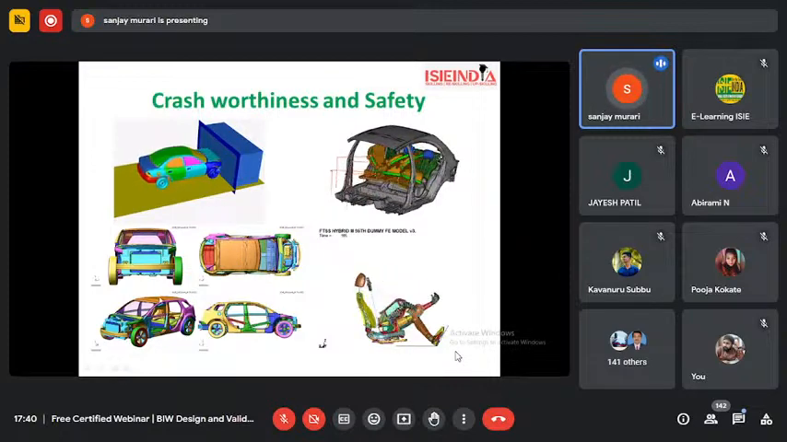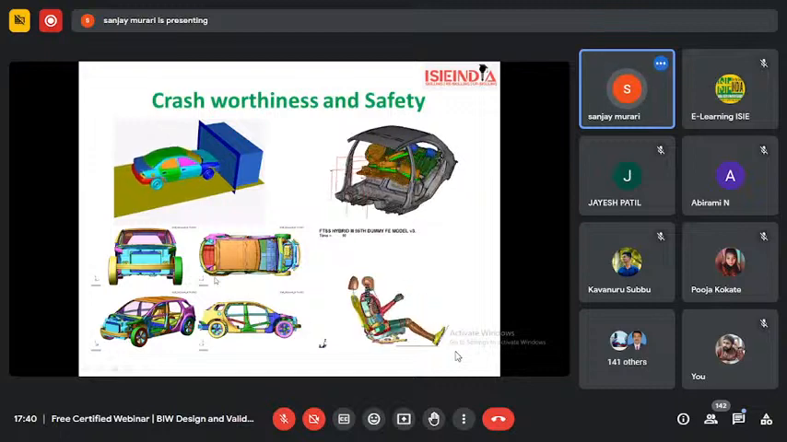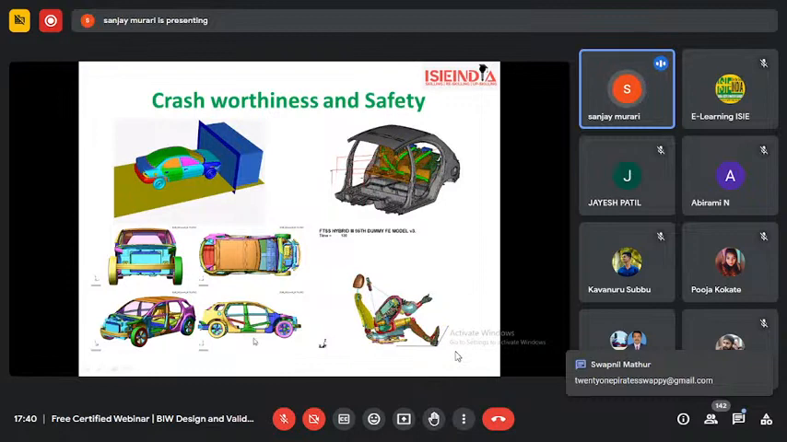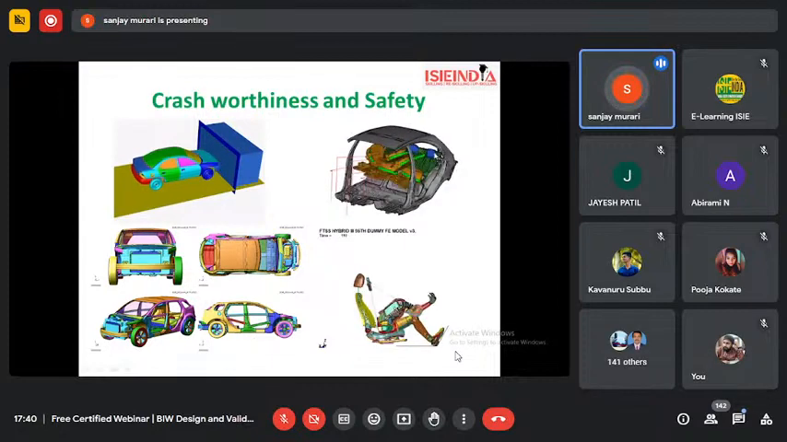So here we should see all components, how they are behaving. If we see the fourth image, mostly only the BIW parts are there, and how the energy is being transferred, that we will see here. So BIW plays the major role in absorbing the energy and transferring the energy.